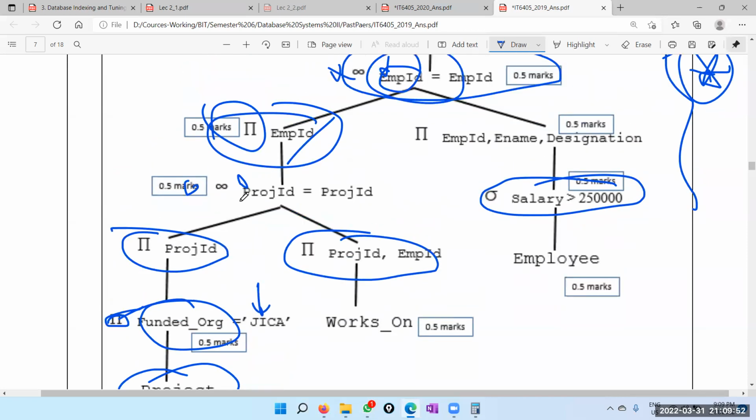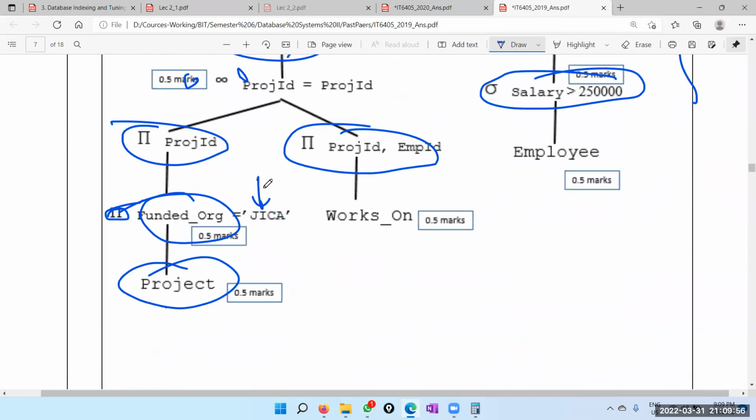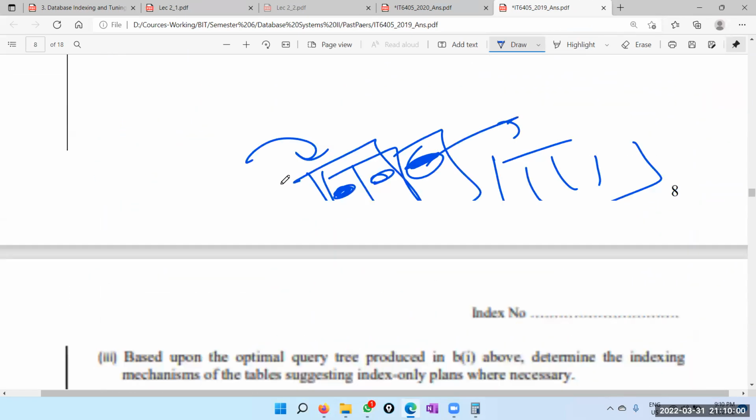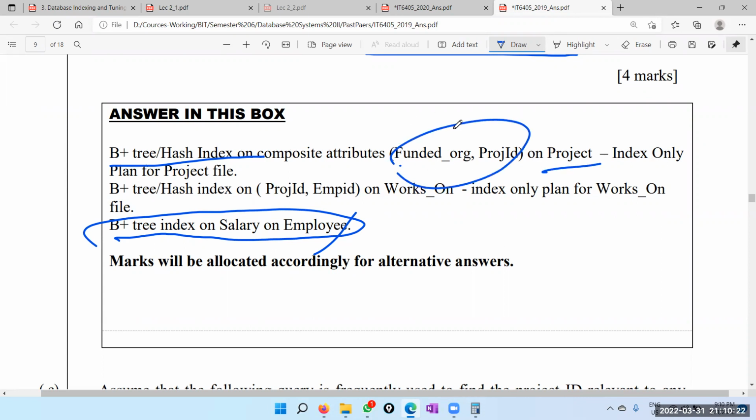Yeah, that's it, right? Do you need any other index? Of course, the foreign keys are going to have indexes separately. Let's see the answer. Hash index on composite attribute. Oh, composite attribute. Then B plus tree index on salary. Why is that composite? Project funded organization.